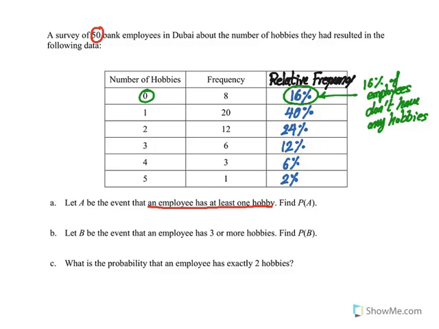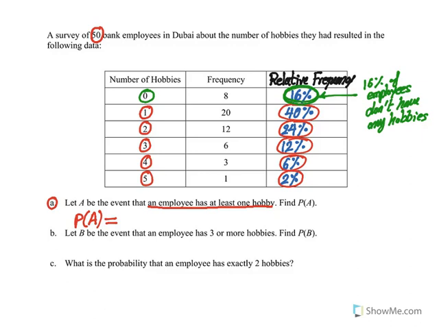So let's look back at the question that we're asked to do. For A, let A be the event that an employee has at least one hobby. Now, what does at least one hobby mean? It means 1 or 2 or 3 or 4 or 5. So what's the probability of this A? You can add up all these probabilities, 40 plus 24 plus 12 plus 6 plus 2, or you can subtract the 16%, the one that you have here, from 100%, because you know that they all add up to 100%.